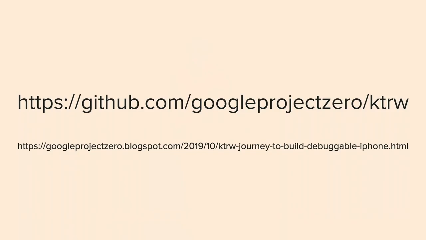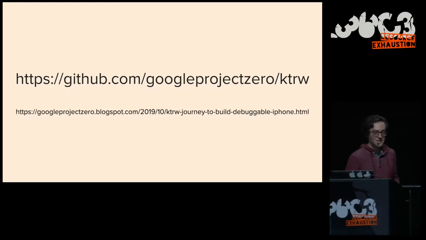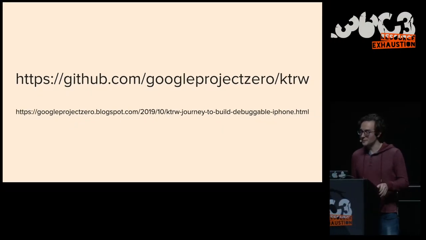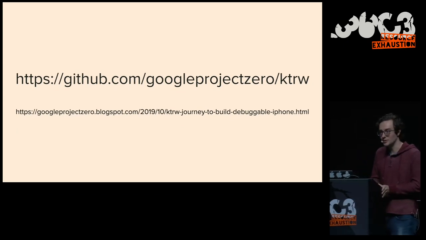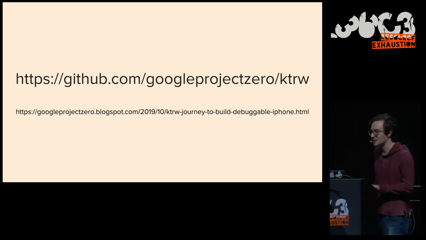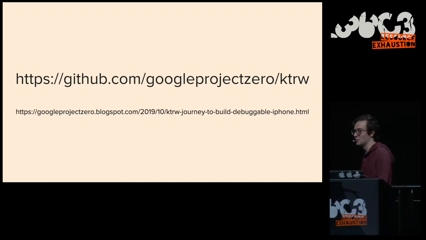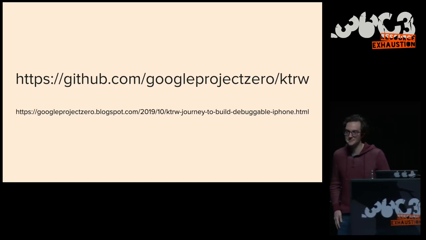Cool. So thank you very much. The debugger source code is available on the Google Project Zero GitHub. I also wrote a blog post describing in more detail the process of finding the KTRR bypass. This was a really, really fun project. And I'm really excited to hopefully make kernel debugging on the iPhone just a little bit easier. Future versions will probably be based on the boot ROM exploit, which I'm really excited to see what comes out of that. So thank you.